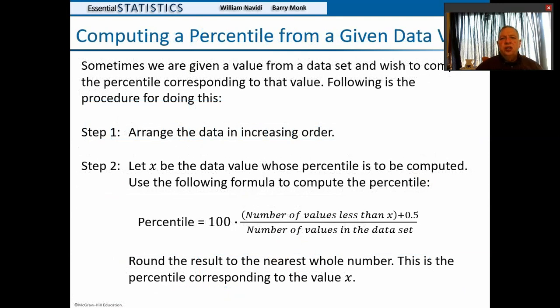So what if I have a given value, a given X, and I want to know what percentile corresponds to it, what percentage would be less than that? This is computing the percentile from that number. Again, arrange the data in increasing order, and let x be the data value whose percentile is to be computed. Take the number of values less than x, add 0.5 to it as a little fudge factor, then divide by the number of values in the data set, and round the result to the nearest whole number.